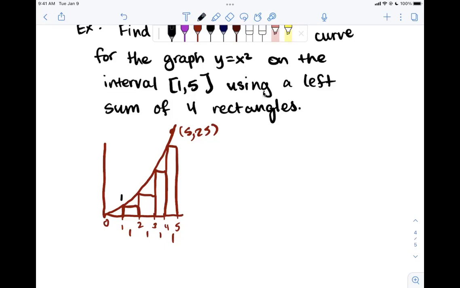Now the second rectangle, the height's going to be this point. So that's f of 2, which is 2 squared, which is 4. All right, the next one, the height of this third rectangle is the y coordinate of this point, which is f of 3, and that's 9. And finally, the height of the last rectangle is this one. So the height is f of 4, which is 16.